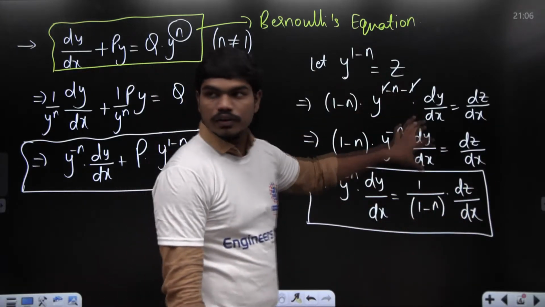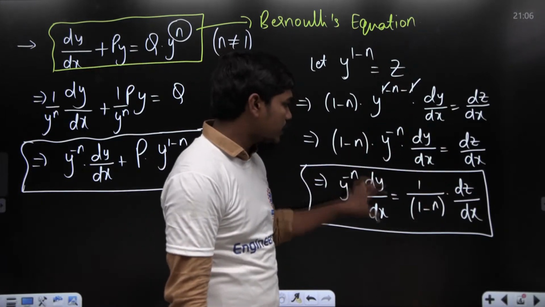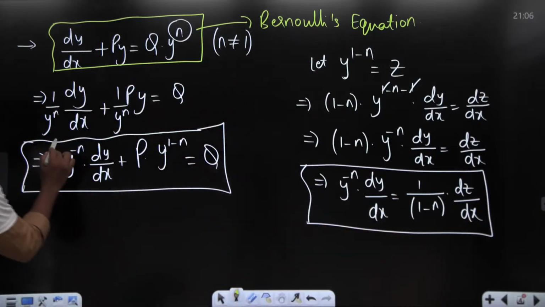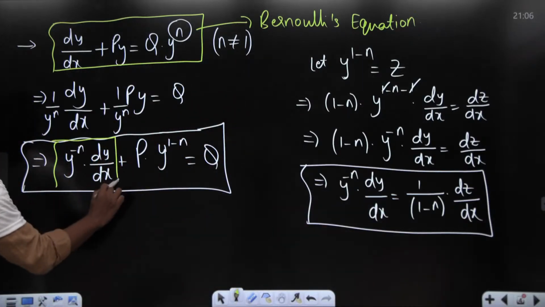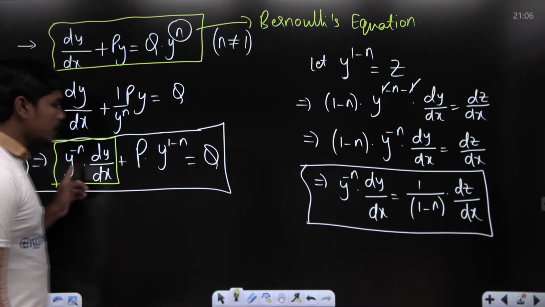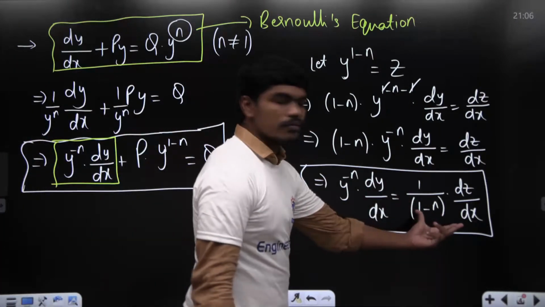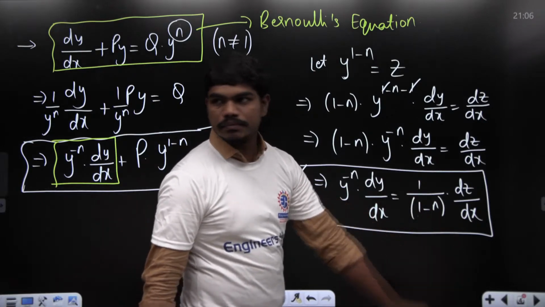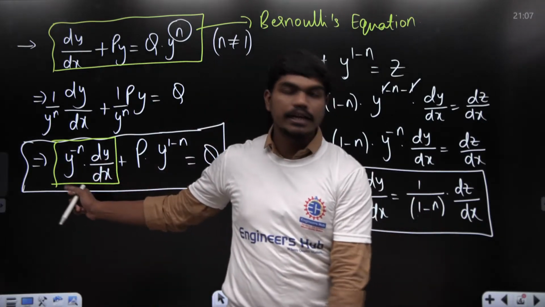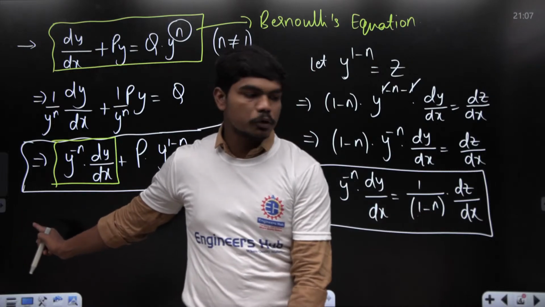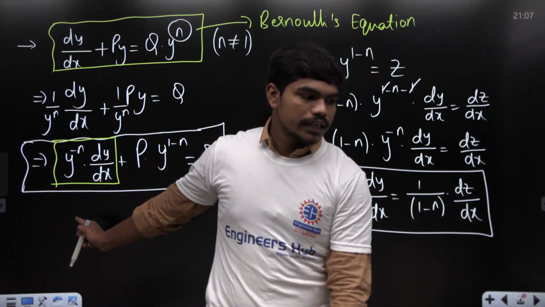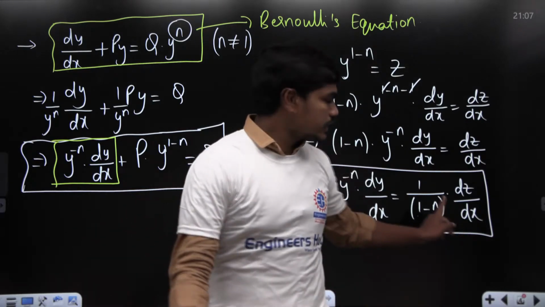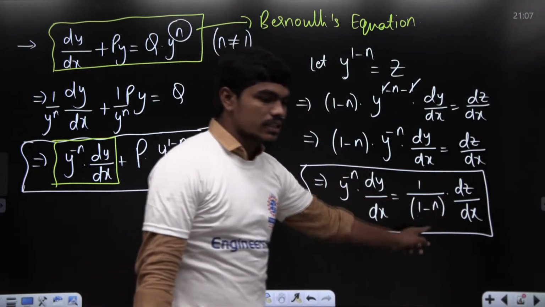Now, once you make this substitution, in place of this y power minus n into dy by dx, which is here, you can see there is one y power minus n into dy by dx here. In place of this, can I substitute the term 1 by 1 minus n into dz by dx? Please tell me, can I do that? Yes or no? Please type in the chat box. Be attentive. Can we substitute dy by dx into y power minus n as 1 by 1 minus n into this term?